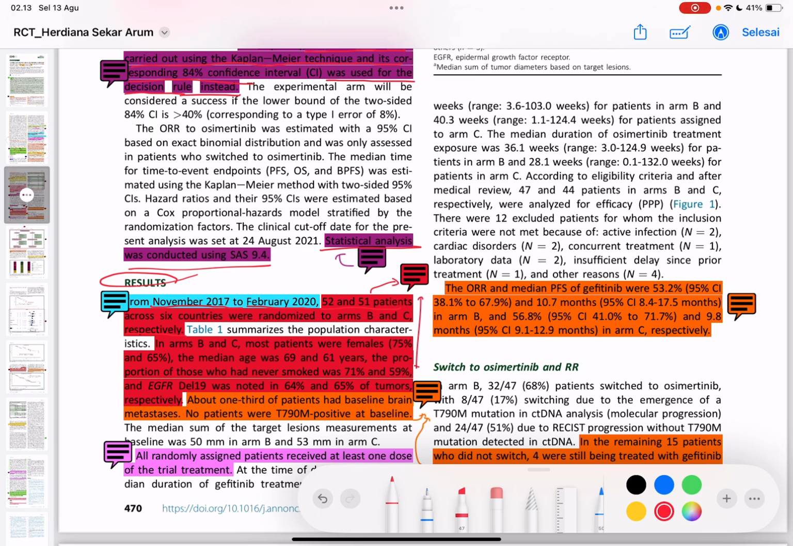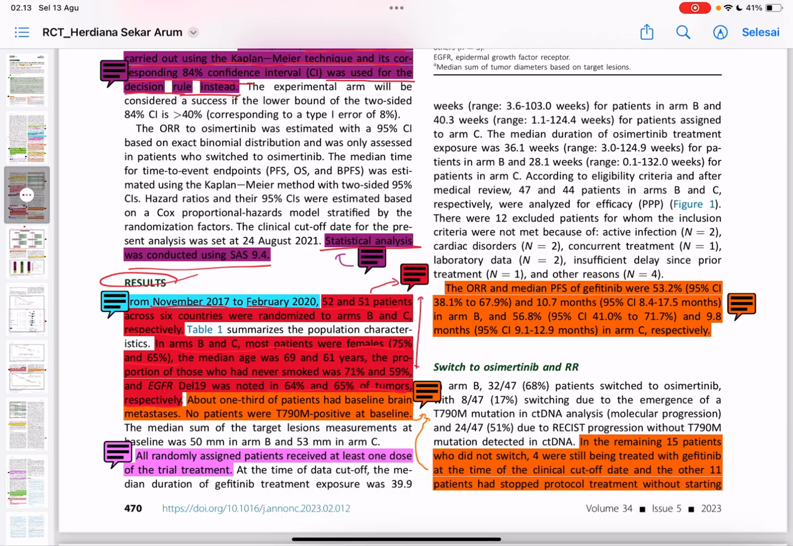And in here, in arm B and C, most patients were female, 75% and 65%. It says not in 64% and 65% of the two arms respectively.